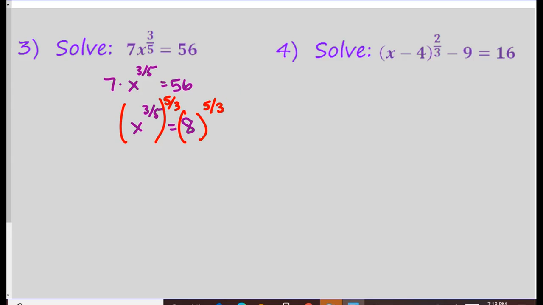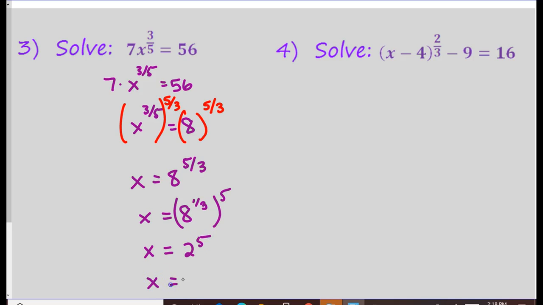Okay, so that means we have x equals 8 to the 5/3. Now remember, we can think of that as 8 to the 1/3 power to the 5th, and we know that 8 to the 1/3 power is the same as the cube root of 8, and that is 2. And 2 to the 5th power is 32. So x equals 32.